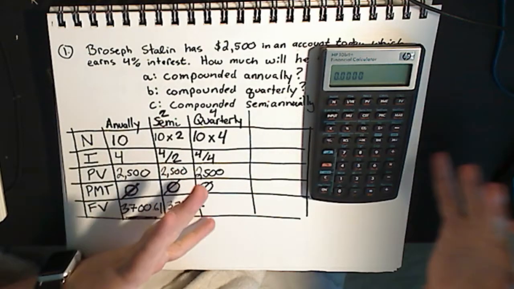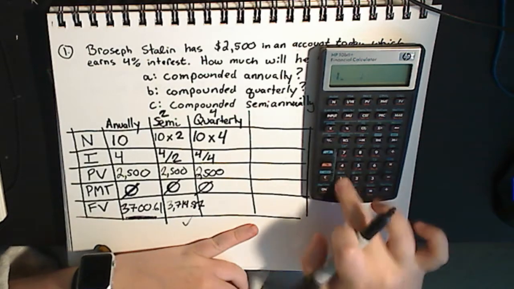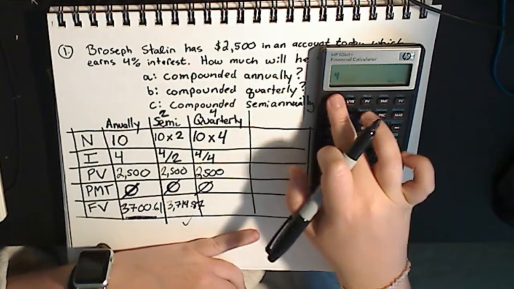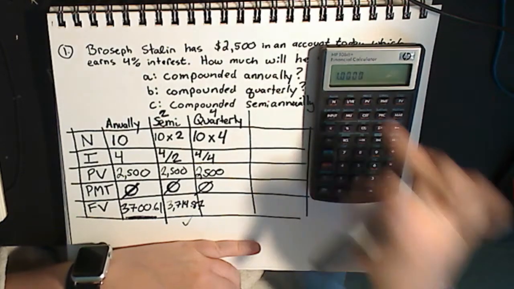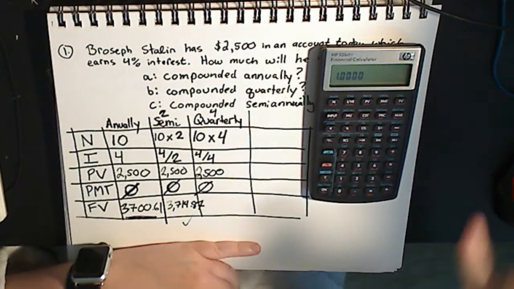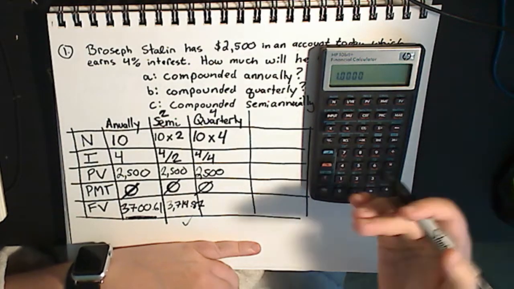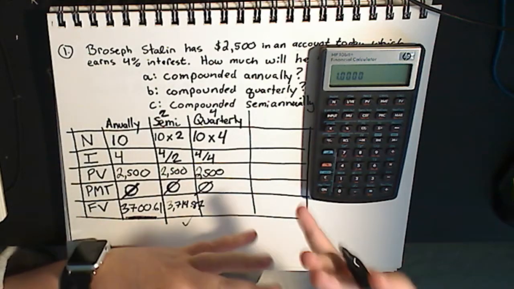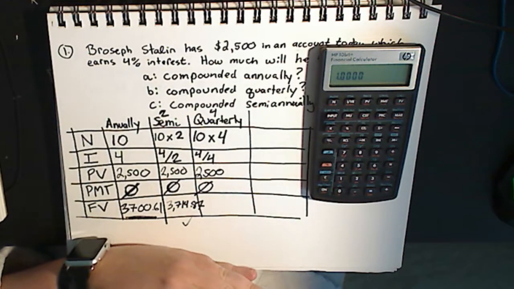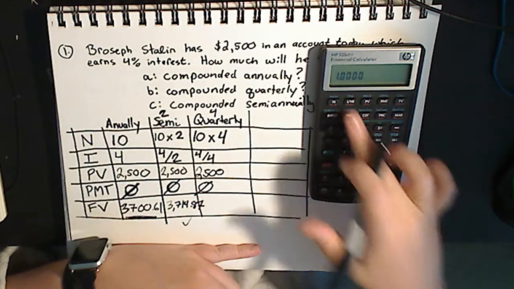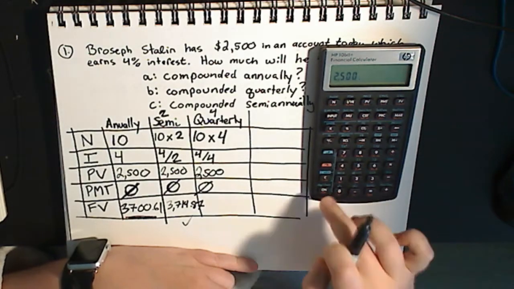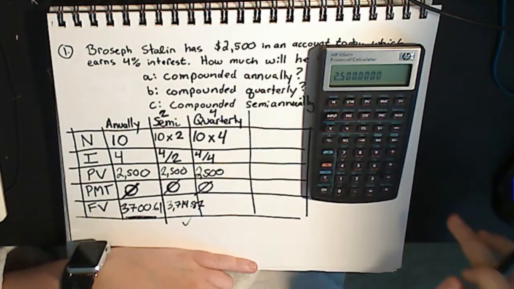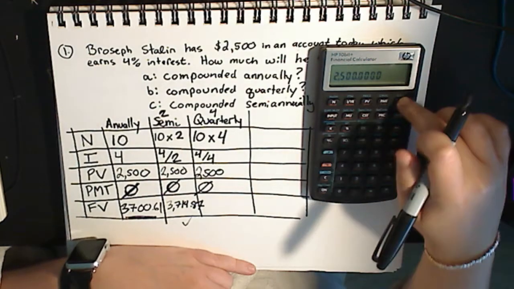Clear my calculator first. Then go 10 times 4 is N. 4 over 4 is I. Honestly, you could do that in your head, but just get in the habit of doing it the same way every time, so that when you take the test, you don't have to think about exactly what you're doing. You can just punch it in and think about the more important things. Present value is 2,500. Payment is still 0, so I'm not even going to punch it. And then I'm going to press FV to solve.